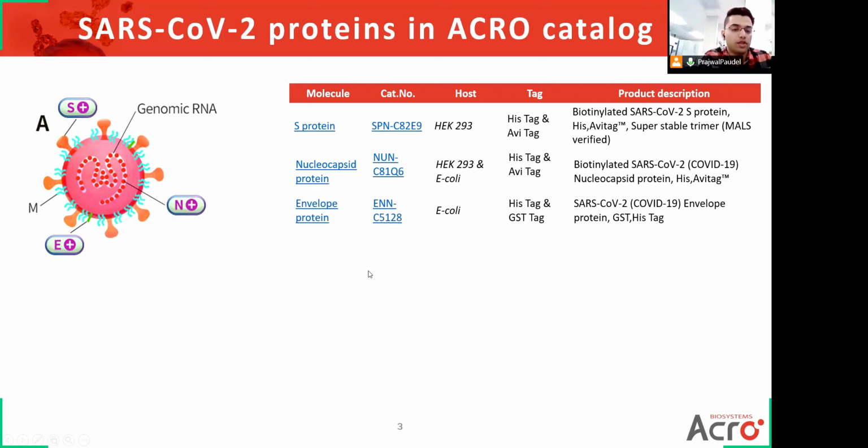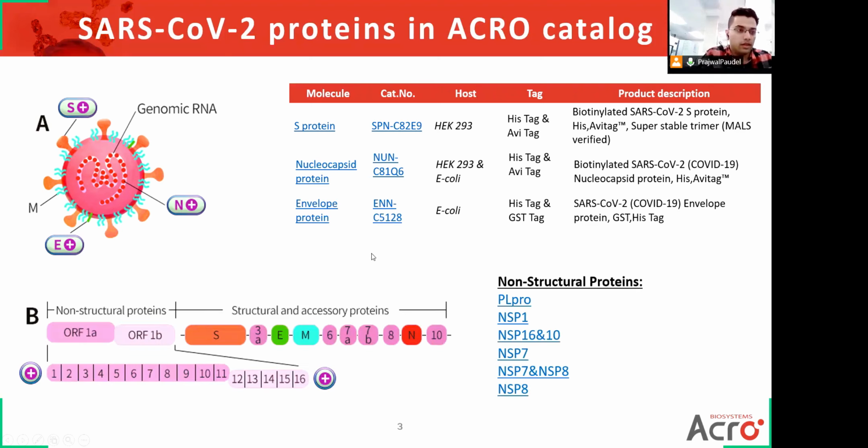The E protein is the smallest structural protein of SARS-CoV-2, and we provide it expressed in E. coli. In addition, we also offer the non-structural proteins that are all expressed in E. coli with His tags.